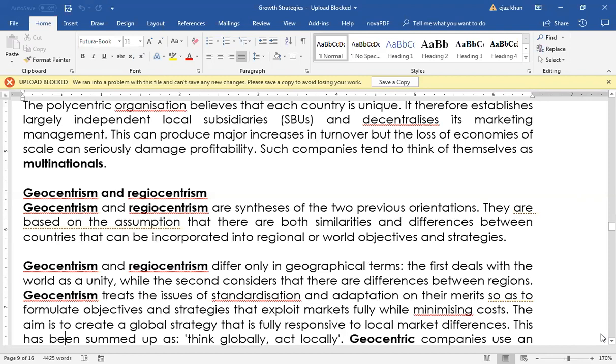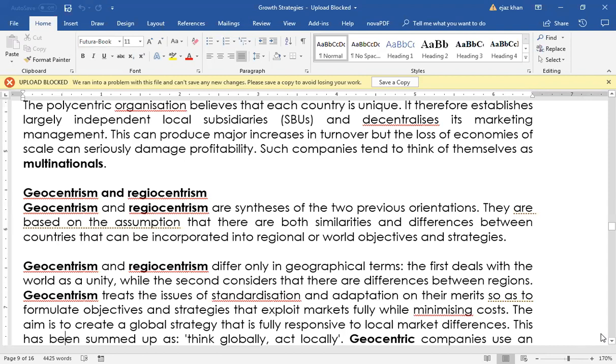So under this geocentrism policy, the product is not totally customized. It will have a few common features, and it may have a few different features to suit the local requirements. So it's the most effective strategy, in fact, where you're also trying to exploit the opportunities in the local markets, and also minimizing your costs at the same time. So it's a cost-effective strategy.